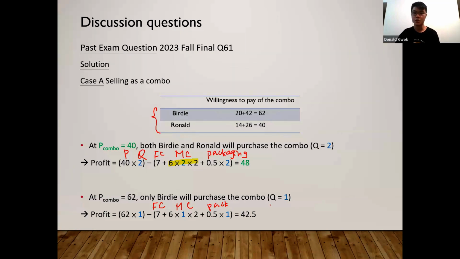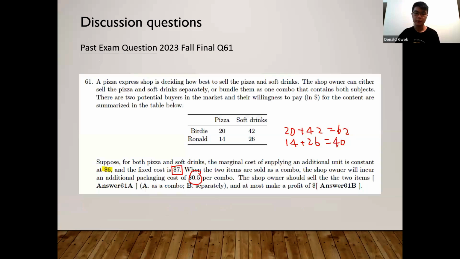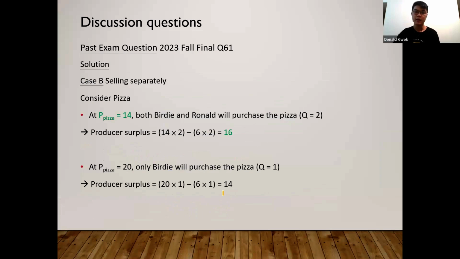If the Pizza Express shop is going to sell the good separately, then let's say for pizza, the price should be at either 20 or 14. Okay, so let's see. If the price is at $14, then both Birdie and Ronald will purchase the pizza.